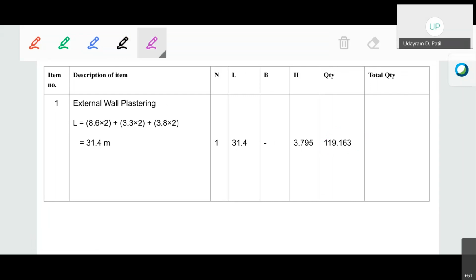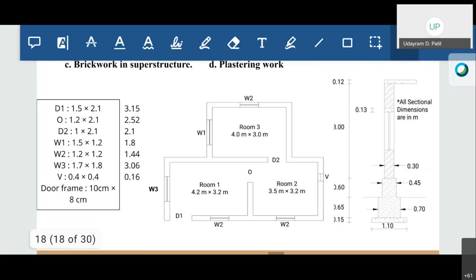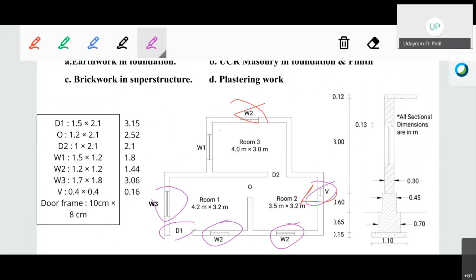Now again, deducting the openings for this particular section. Again, all of the external windows or doors will be deducted. Again, whatever windows there are, you have to deduct them in the external plastering. Therefore, deducting this particular W2. Since the area of the ventilator is small, we will not consider the ventilator. As well as W2, we will consider all. As well as W3 will be there and D1 will be there and W1 will be there.